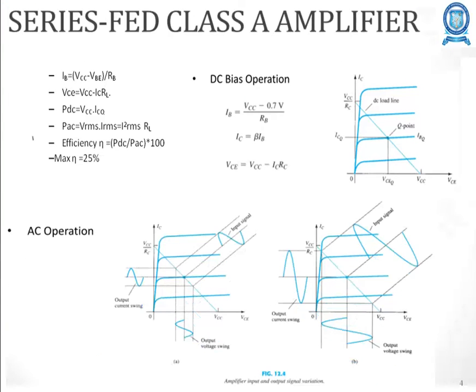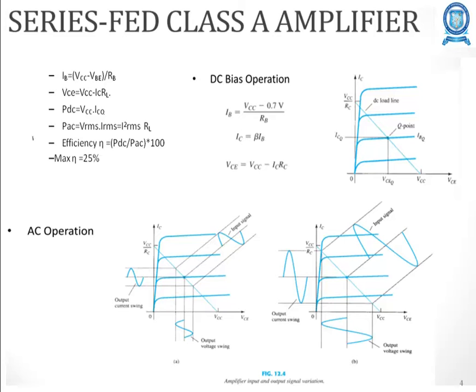In the analysis of the series feed Class A amplifier, IB is the base current. So IB equals VCC minus VBE divided by RB. Similarly, VCE equals VCC minus IC RL. DC power equals VCC into ICQ. AC power equals VRMS into IRMS, so I squared RMS into RL. Efficiency eta equals AC output power divided by DC power into 100. We get a maximum efficiency of 25%.